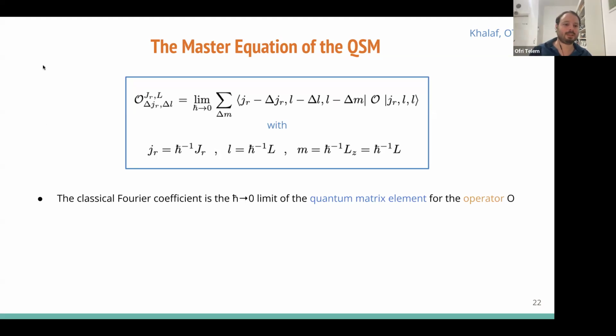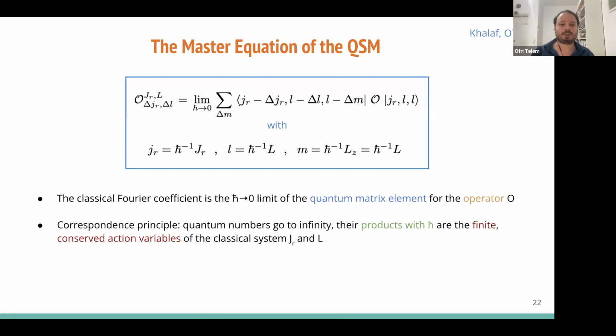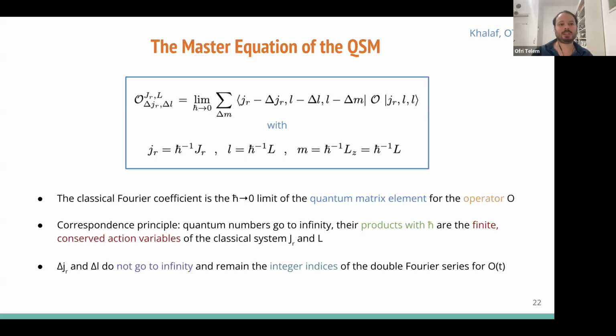So the classical Fourier coefficient is the h bar goes to 0 limit of the quantum matrix element for the corresponding operator O. According to the correspondence principle, quantum numbers go to infinity, while their product with h bar gives just the classical quantities. But the deltas remain finite and they become the indices of the classical Fourier series. Please ask me questions about this, because this is the main formula you're going to see used over and over throughout the talk, if anything's unclear.